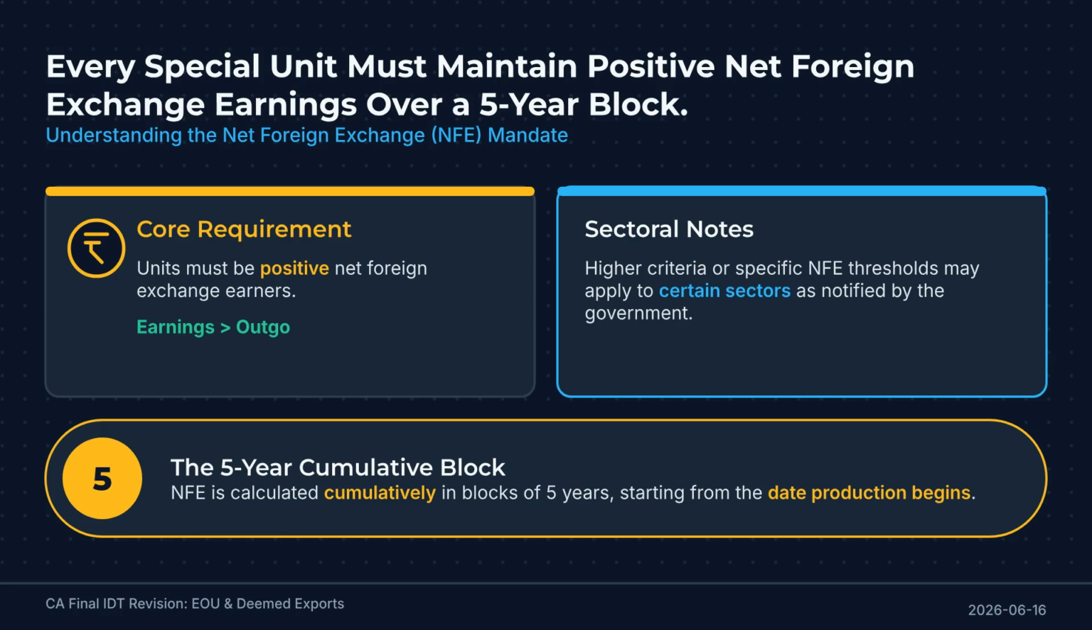The concept is straightforward. Foreign exchange earned through exports must exceed foreign exchange spent on imports and other outflows. In simple terms, earnings should be greater than outgo. This calculation is not done annually, but cumulatively over a block of 5 years, beginning from the commencement of production. Certain sectors may also be subject to higher value addition, or NFE requirements. For exams, remember the phrase positive NFE over a 5-year block.